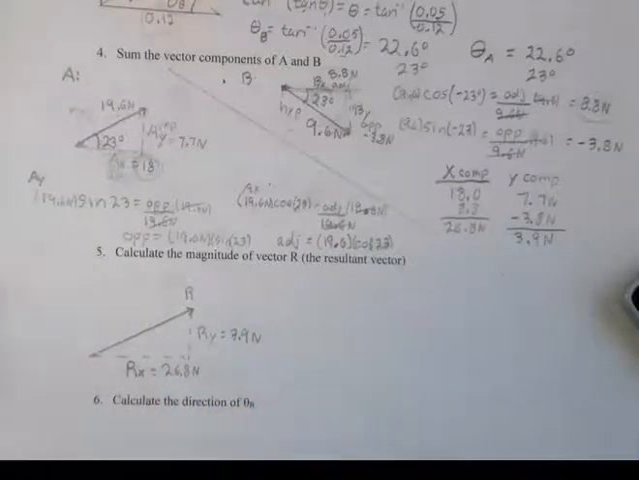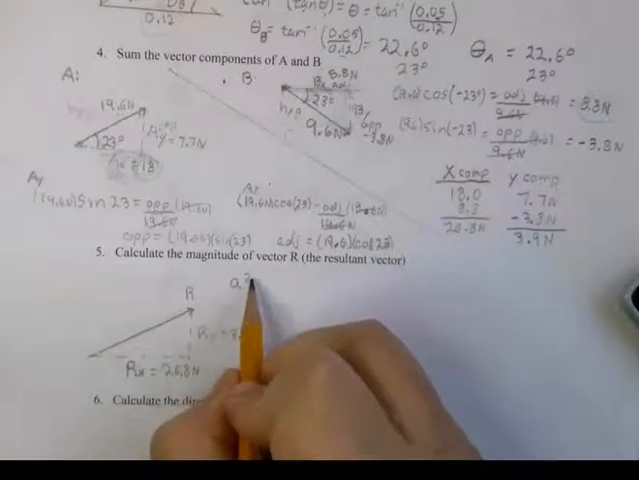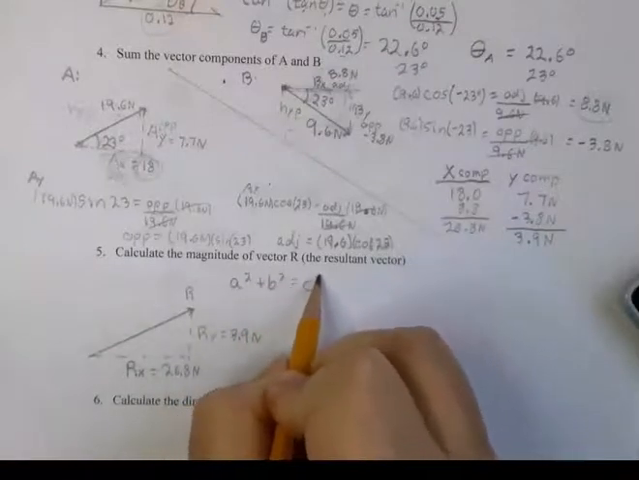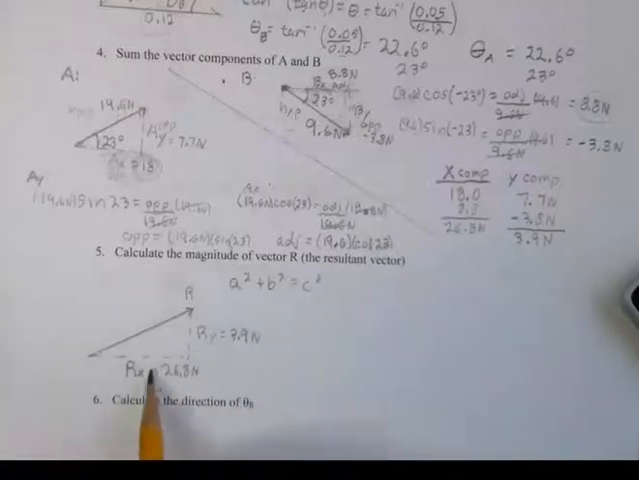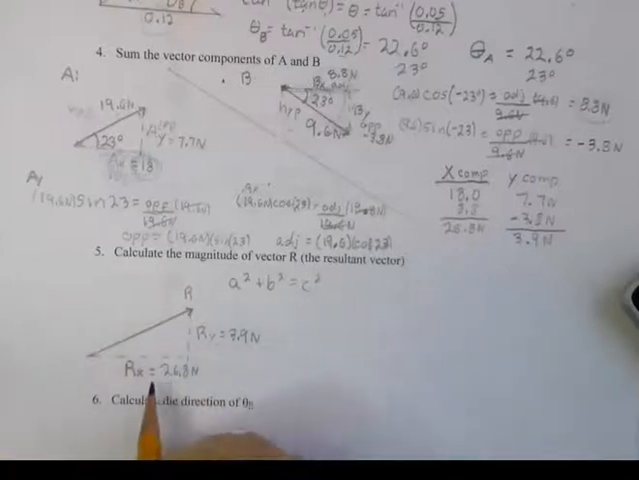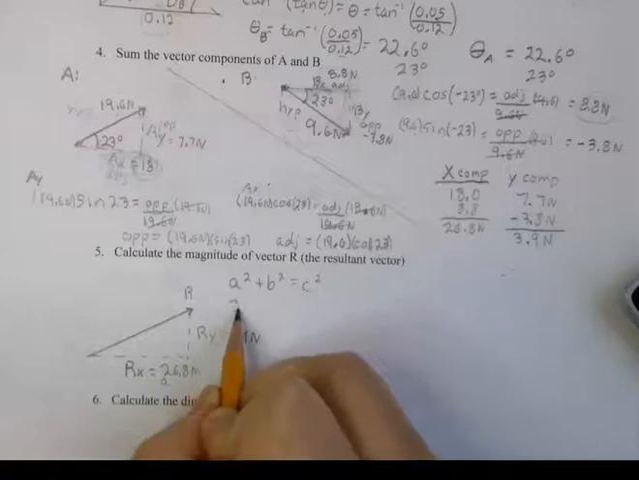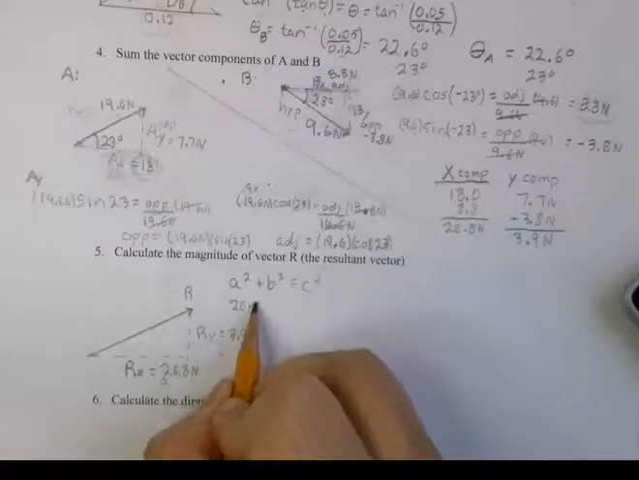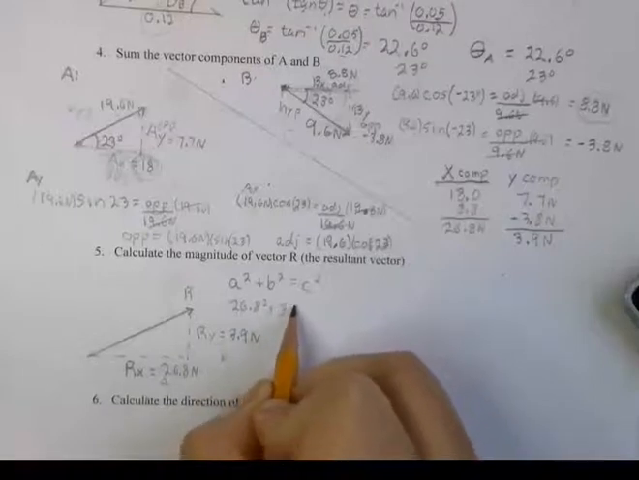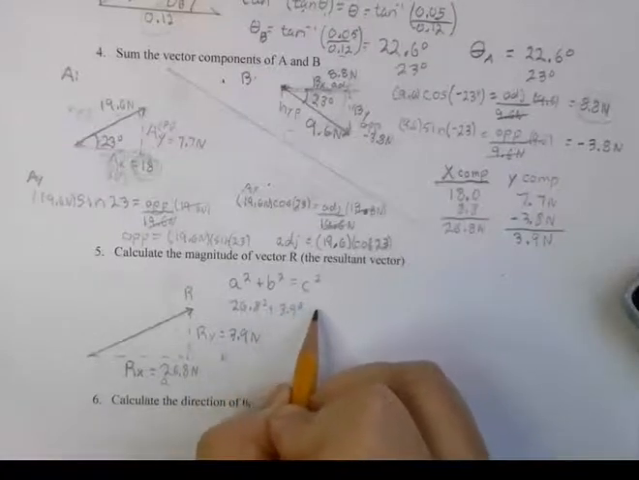Okay, now we use the Pythagorean theorem. No more trigonometry. Good old Pythagorean theorem. A squared plus b squared equals c squared. Okay, it doesn't matter which one you call a, but this one's always c. The hypotenuse is always c. So let's call this one a and this one b. So 26.8 squared plus 3.9 squared equals c squared.